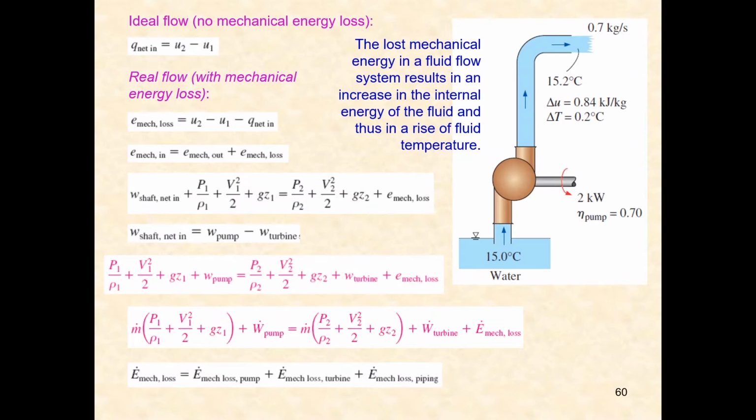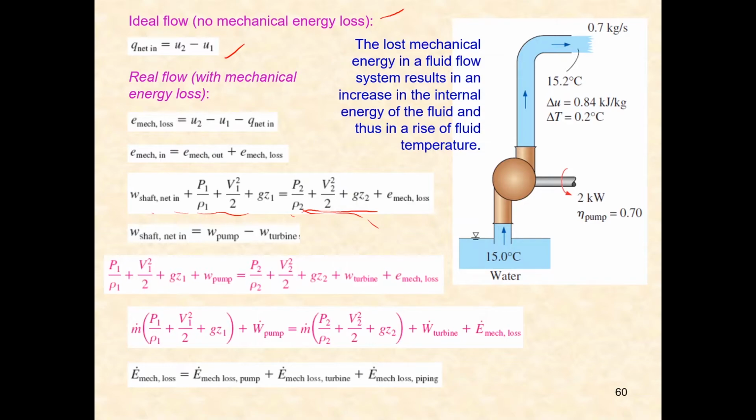This slide shows the difference between an ideal flow and the real flow, where in ideal flow we consider there's no energy loss, hence we say that Q net is equal to U after minus U before. However, in the real flow we need to consider the mechanical energy loss, so this will be added into the U which is after. The one on the left is the before and the one on the right is the after the process. So usually what happens in the after, we expect there will be a mechanical energy loss.